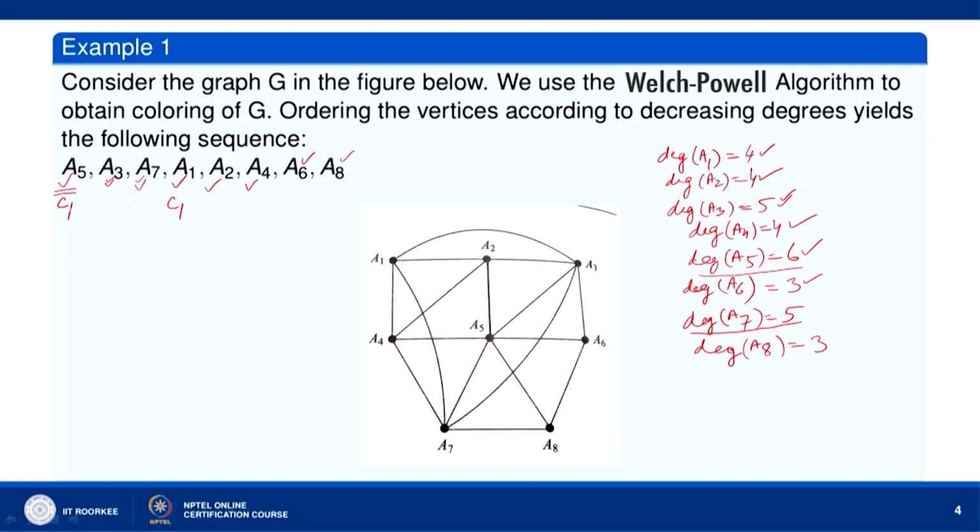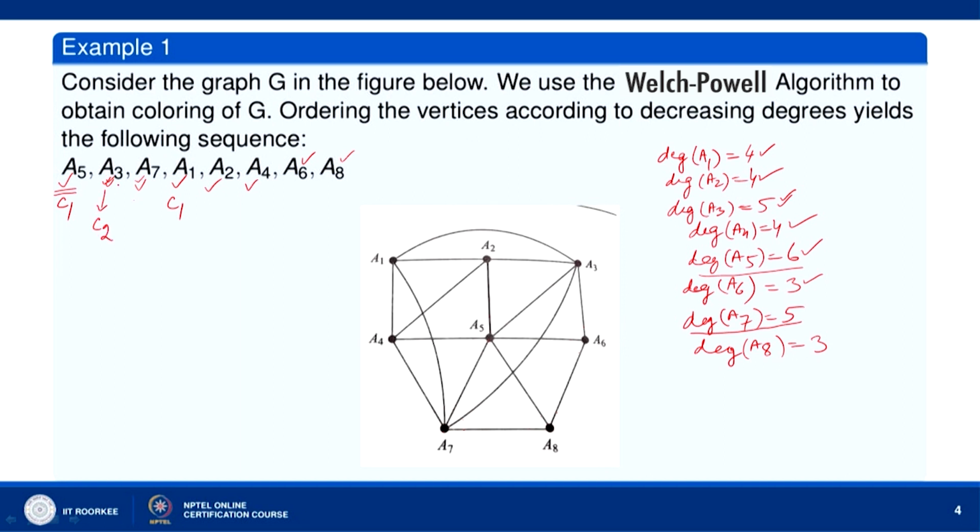So, C1 color is given to A5 and A1. Now, we have completed one round, starting with A5, to which we assigned color C1. We have checked all the vertices in the sequence up to A8. Now, we come back and start with A3. A3 we assign color C2.